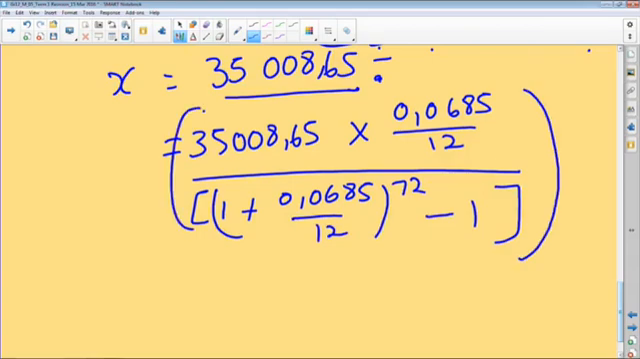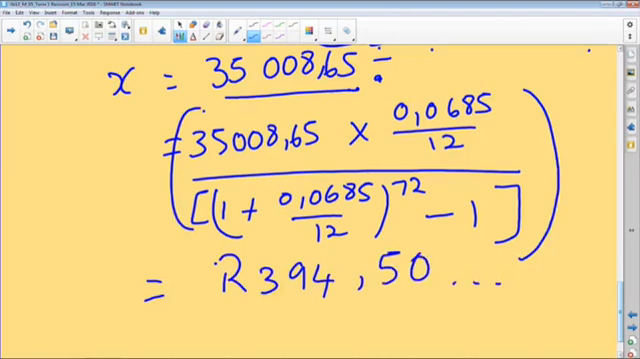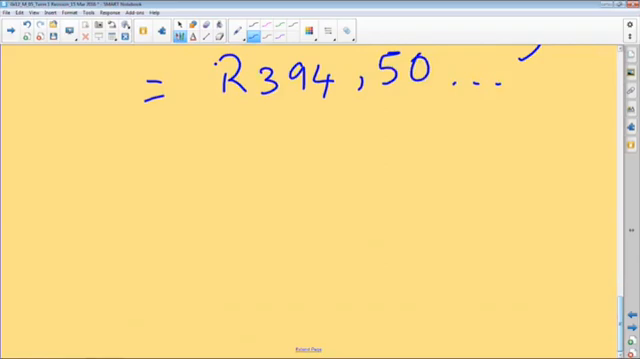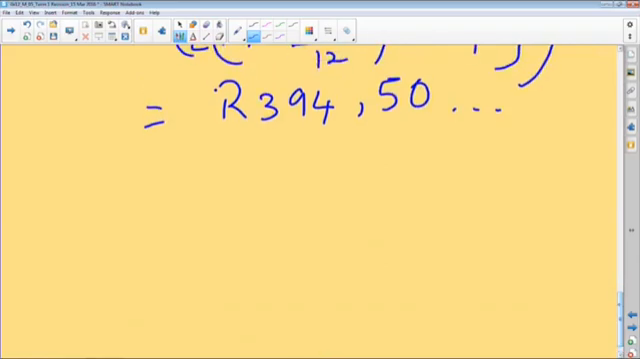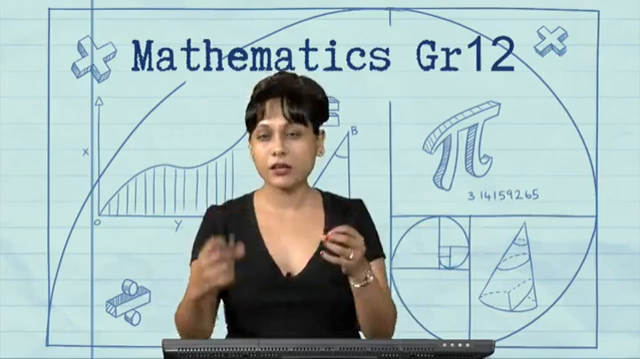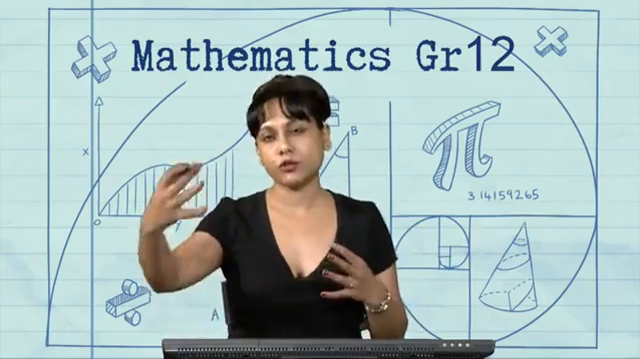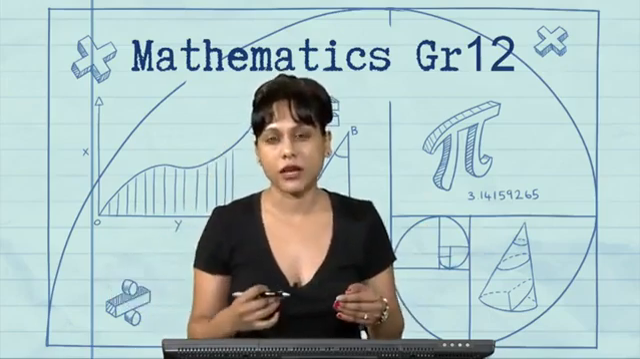And when you do that, you're going to get X is 394 Rand and 50 cents. Okay, and there's some decimals which we'll ignore. To the nearest cent, we've got to the nearest 10 cents, 394 Rand and 50 cents. So therefore, this school must deposit that amount into the sinking fund each month so that there will be enough money, so that when you add everything together, they'll have enough money to be able to afford that 44,500 Rand.